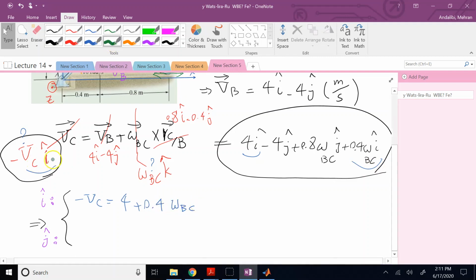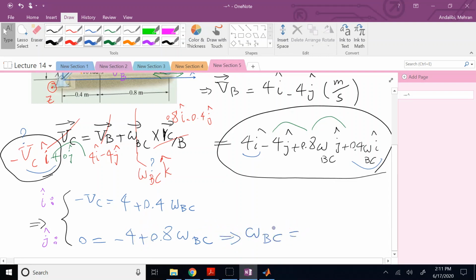On the other hand, how many J's do you have on the left? None. There is no J. This is plus 0 times J. So I only have 0 J's on the left. On the right, I have negative 4 and then positive 0.8 omega BC. So from the bottom one, I can solve for omega BC. It is going to be 4 divided by 0.8, which is 5, and it is going to be positive.